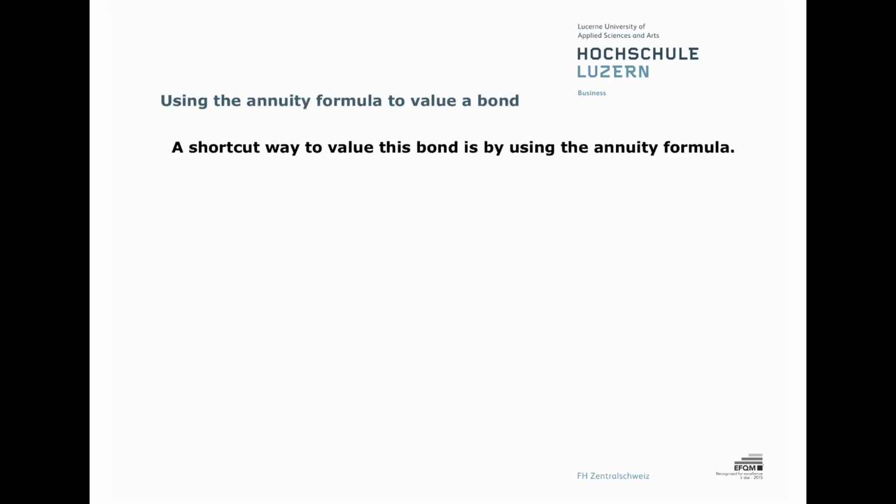If you have a closer look at the cash payments of the bond, you recognize that the bond pays a fixed coupon each year until maturity. This corresponds to the definition of an annuity introduced in session 1.2 and allows us to use a shortcut way to value the bond by using the annuity formula.